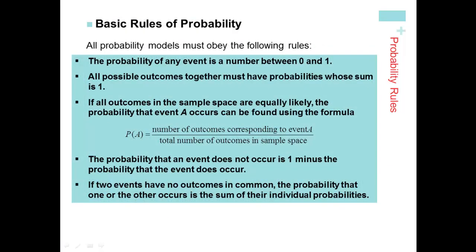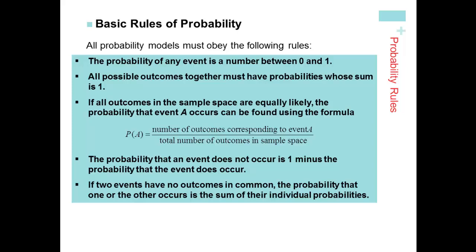Here are some of the basic rules of probability. All probability models must obey the following rules. Number 1, the probability of any event is a number between 0 and 1. We are not going to deal with percentages now. We're going to deal with proportions, so get used to dealing with decimals. Number 2, all possible outcomes together must have a probability whose sum is 1. There can't be anything left out from your sample space. If you add all your probabilities together, the sum of all those probabilities of all possible outcomes must equal 1.